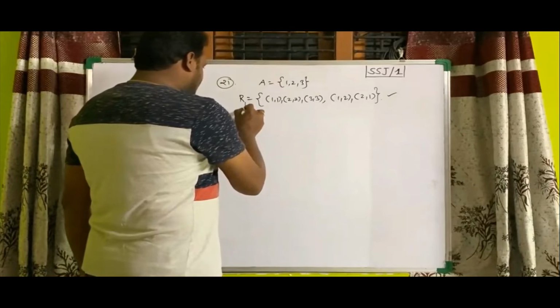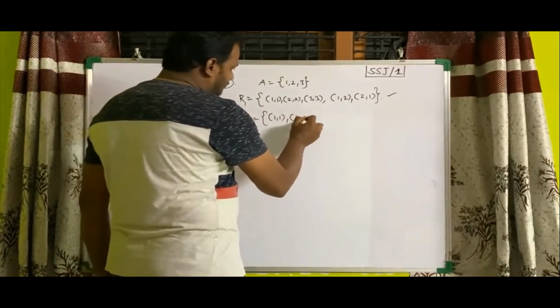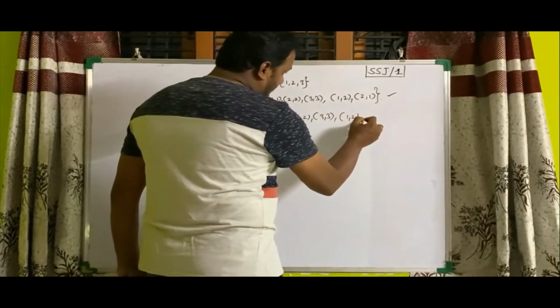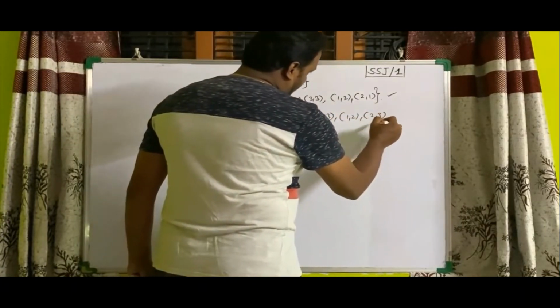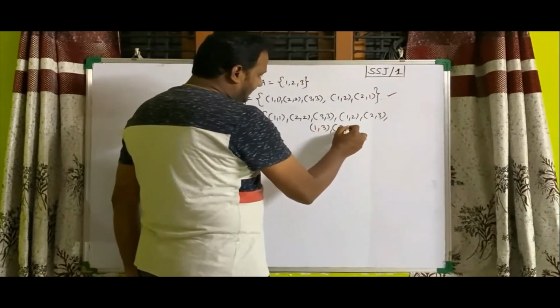And the second equivalence relation is the set containing, again I am writing (1,1), (2,2), (3,3), because we need (1,2) and (2,3). Now what I am adding here is (1,3) and (3,1).